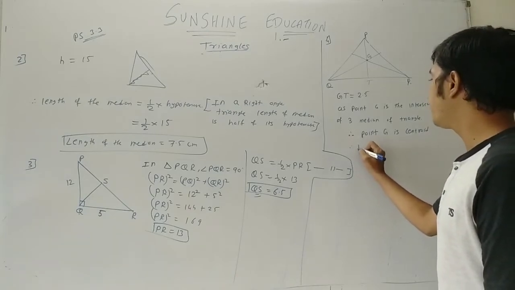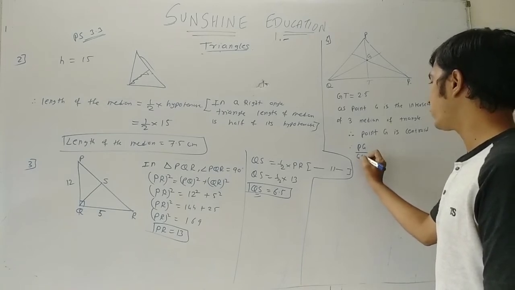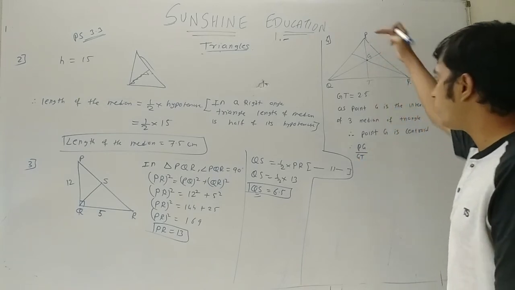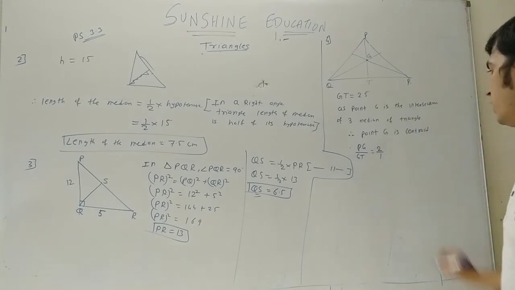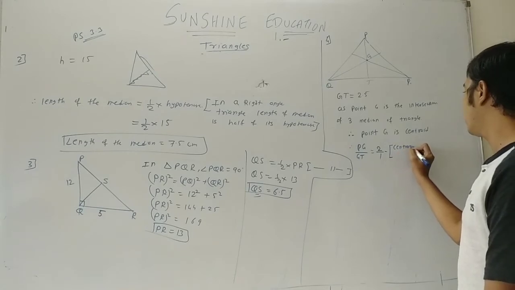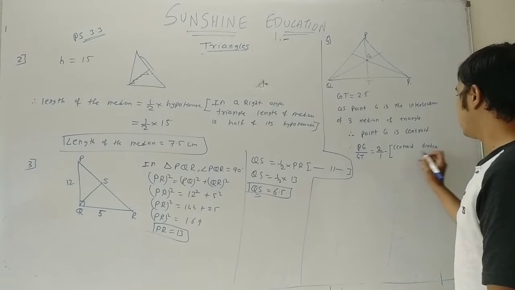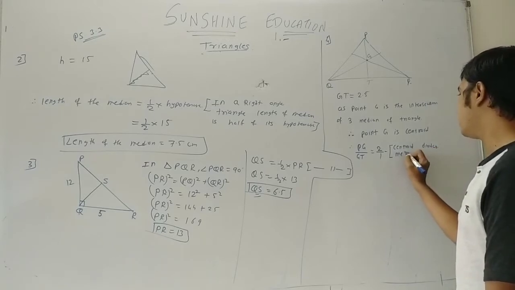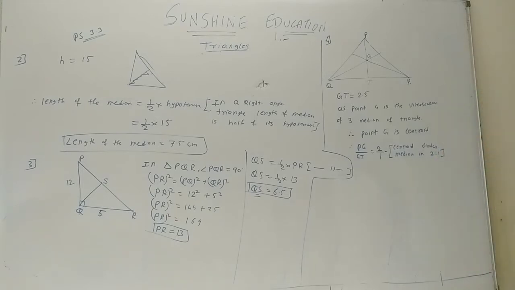Therefore, PG upon GT, I told you it divides in the ratio 2:1 from the vertex, will be 2:1. So I can say that centroid divides median in 2:1. Okay, centroid divides median in 2:1 part. So taking common factor be x.